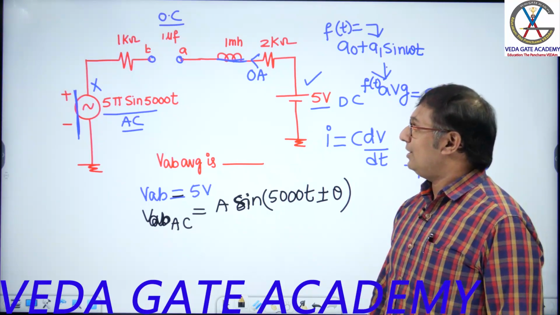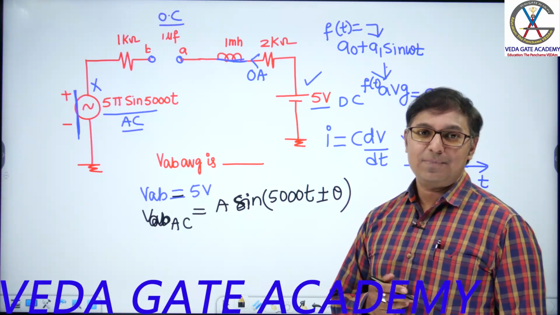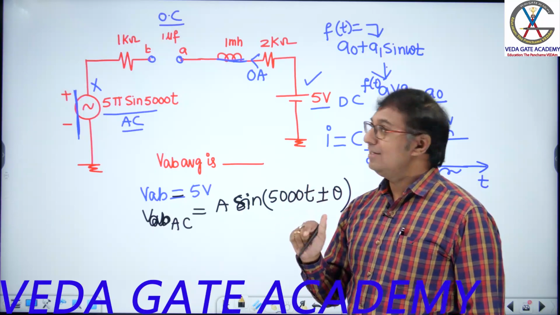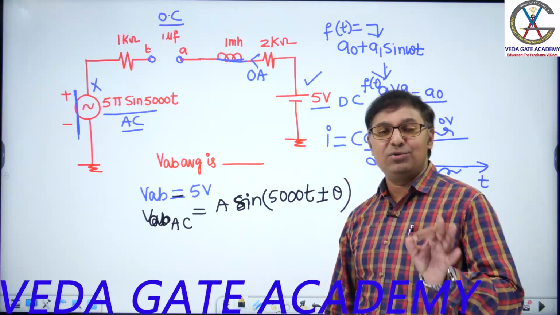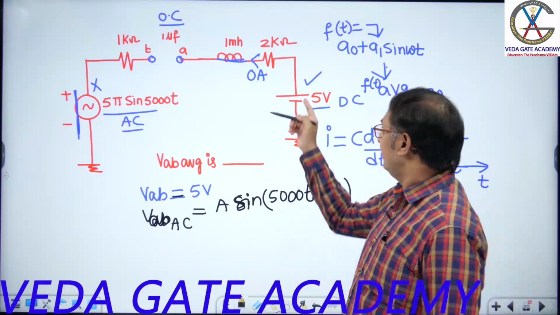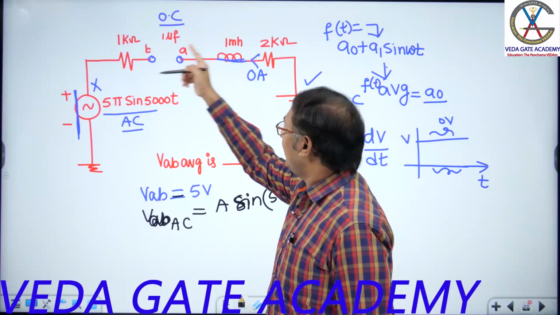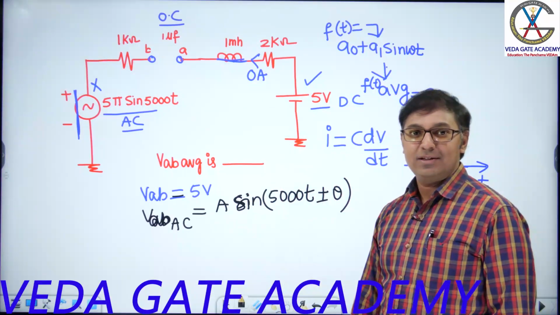So this is the question, a previous GATE exam question. How are you answering it without putting pen to paper, in a single step? VAB average is obtained because of DC. For DC, capacitor open, inductor short. Start at A, go to B. We got 5 volts.